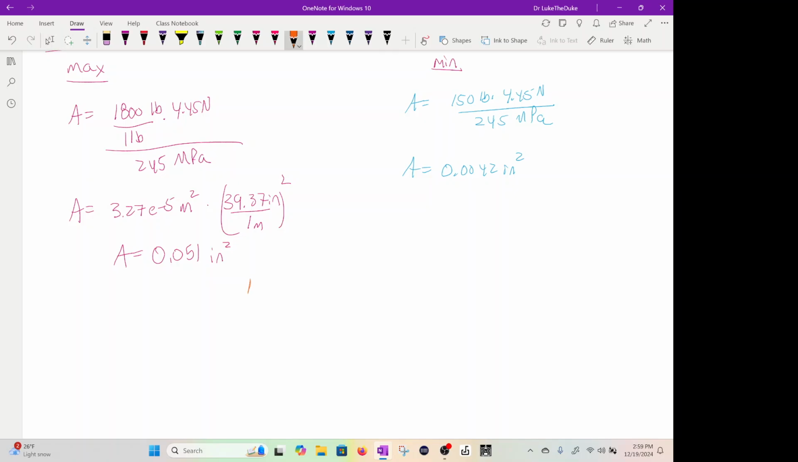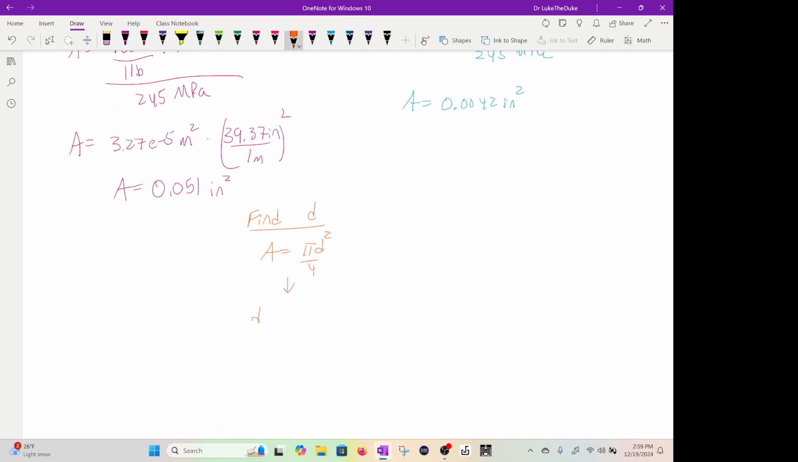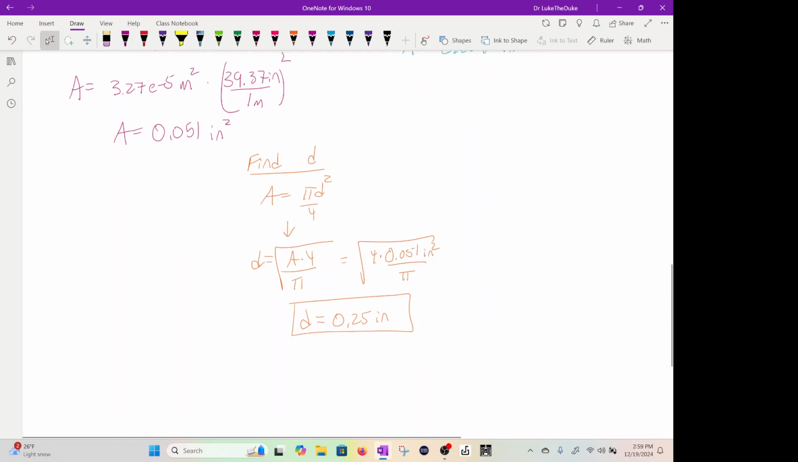All right, so let's go ahead and find D. And we know the area is pi d squared over 4. We're going to rearrange: D equals the square root of area times 4 over pi. So 4 times 0.051 inch squared over pi, and your diameter becomes 1/4 of an inch. Okay, so now we picked my material. You could pick anything. We found A, and then we found the diameter.